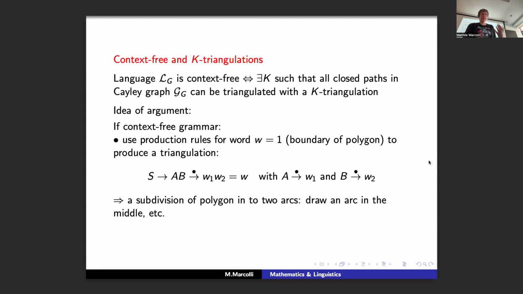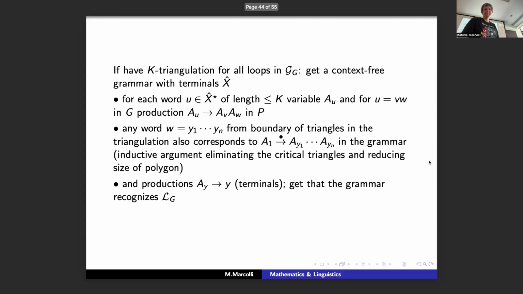And the fact that it's context-free is exactly what tells you that these same productions apply everywhere. And so for that reason, you can have a uniform bound on how you do this, because it doesn't depend on where you are in the graph. And conversely, if you have this kind of uniform triangulation, then it means that your production rules can be made context-free, because you can apply the same ones with the same lengths everywhere.